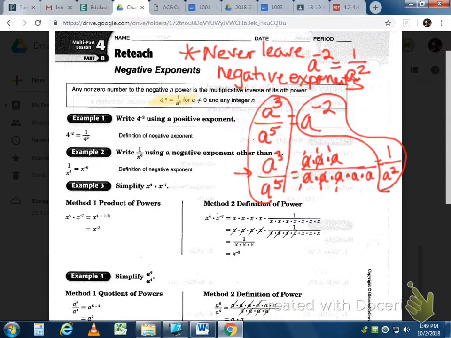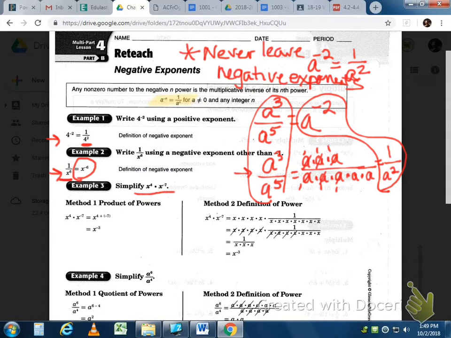Now, I will also tell you that the examples they give us, this one, 4 to the -2, you're going to have to do that. To simplify using a positive exponent, you would put 1 over 4 to the second. You will have to do ones like example 2, 1 over x to the 6th, using a negative exponent other than -1. Well, if it's in the denominator as x to the 6th, you write it without the 1 on top as x to the -6.